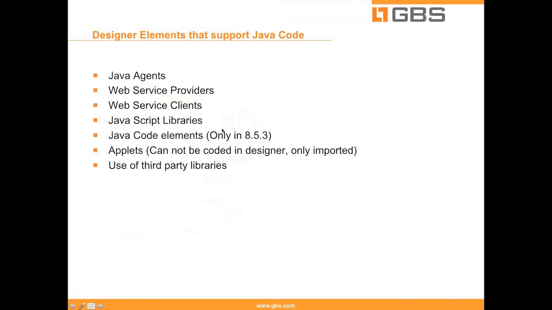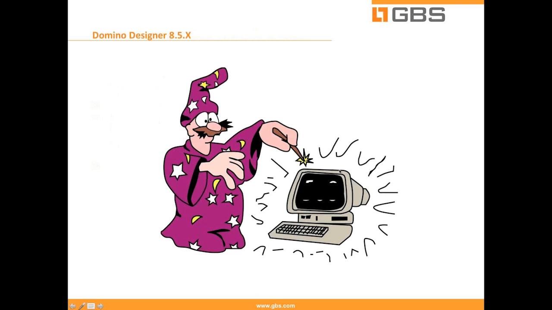Design elements that support Java code are going to be agents, web service providers and clients, and script libraries. In 8.5 only, we introduced the new Java code element. Applets, I will be real honest, I haven't done anything with applets in the past 10 years. We did some really cool things with applets in the late 90s, early 2000s. There's still some applet legacy code out there, but we really don't use it. And definitely the use of third-party libraries, and we're going to take advantage of that at the very end of the session today.